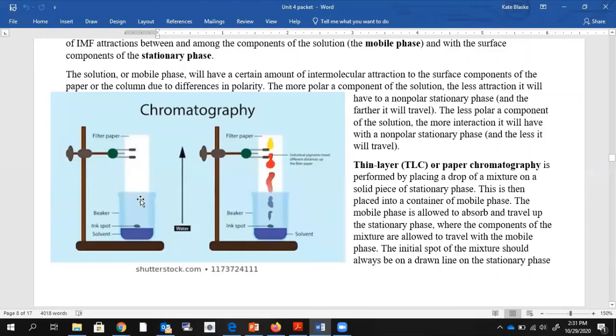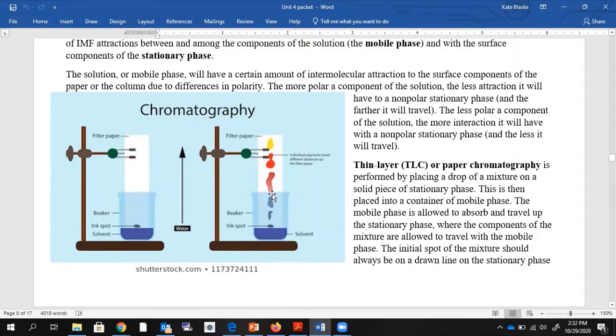That would be our stationary phase, either the paper or the thin layer on top of the plastic or glass. Our mobile phase would be a solvent down here in the bottom of the beaker. Lots of times it's water, but it doesn't have to be. And then you would place a spot of whatever solution you are trying to separate, but it has to be above that liquid line. Otherwise, it's going to dissolve down into that solvent and never travel. So we put that ink spot above the liquid line. We allow that solvent, that mobile phase, to absorb up the paper.